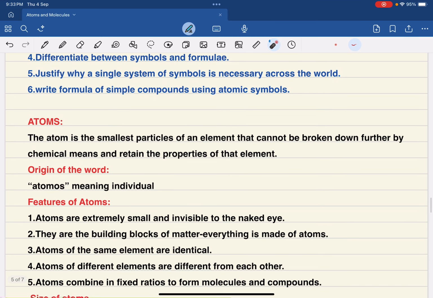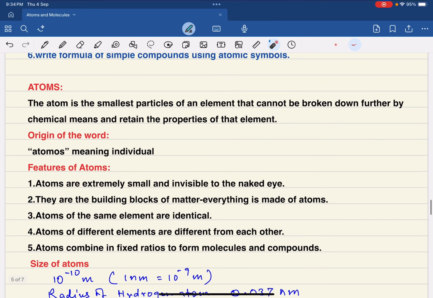So, first of all, what is an atom? The very important topic, atoms. My dear atoms, like my dear students, the basic building blocks. The atom is the smallest particle of an element that cannot be broken down further by chemical means and retains the properties of that element. The origin of the word atom means individual.